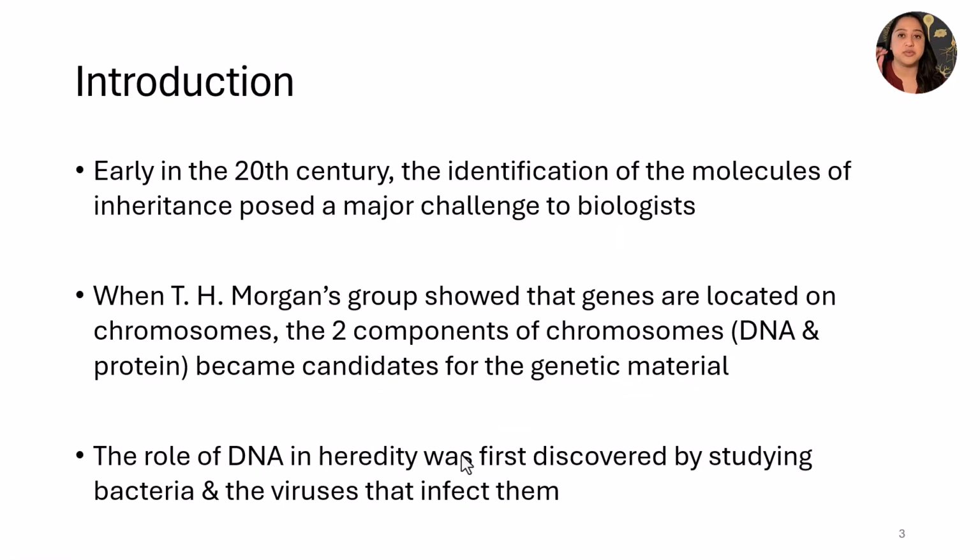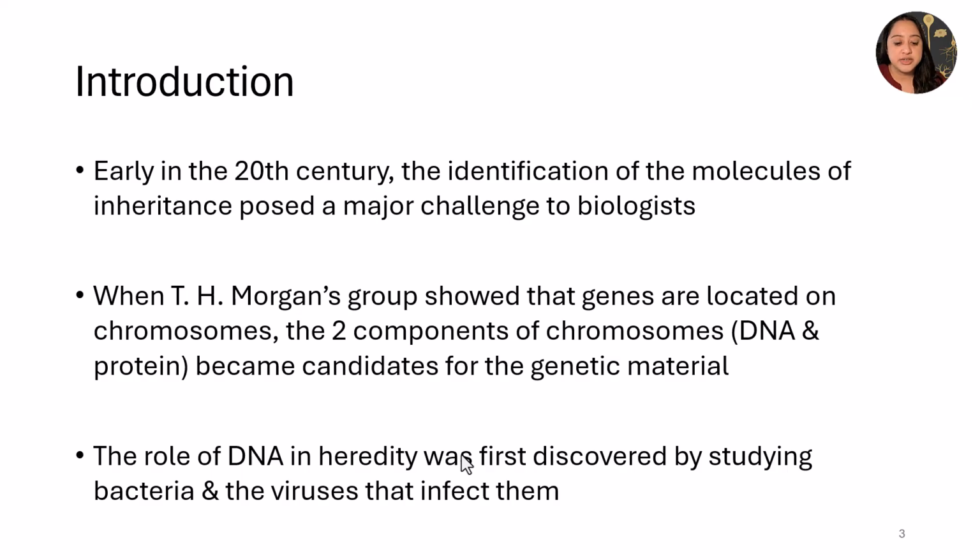So how did we get there? We could keep going with this story of, Mendel discovered something gets passed on. Some other people discovered that there are chromosomes that get passed on. And here we continue this mystery. Early in the 20th century, the identification of the molecules of inheritance posed a major challenge to biologists. They saw something gets passed on from parent to offspring. But what kind of molecule is it?